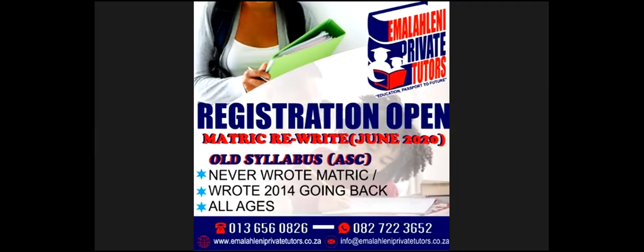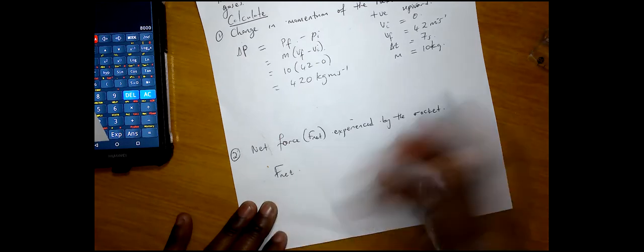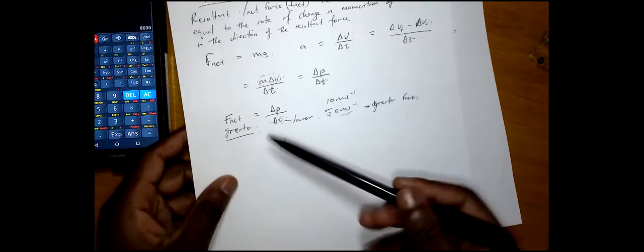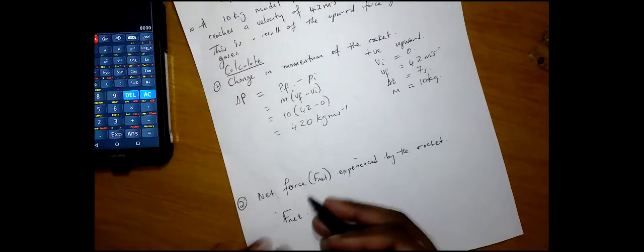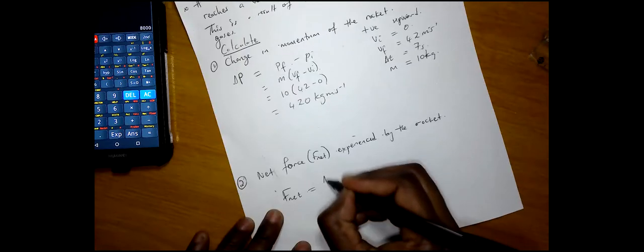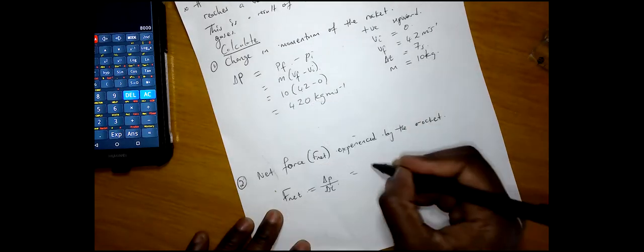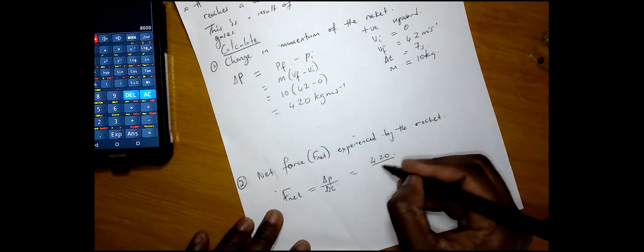Calculate the net force, F net, exerted on the object. We know that F net, we have proved that F net is equal to change in momentum over change in time. We have the change in momentum already, which is 420, over the change in time, which is 7.